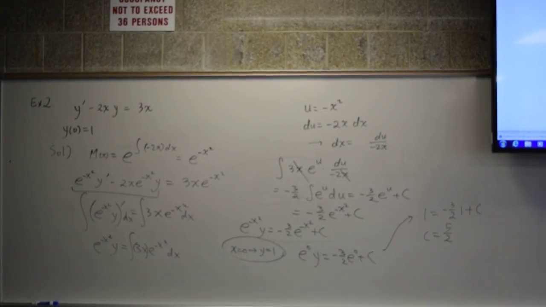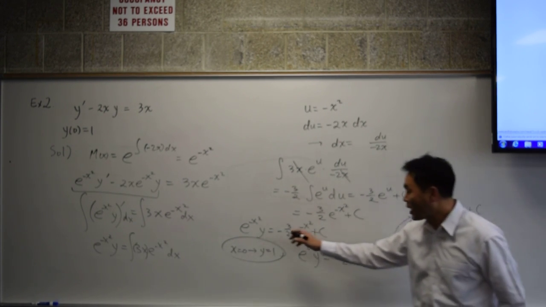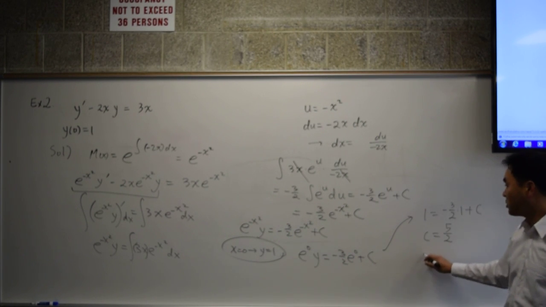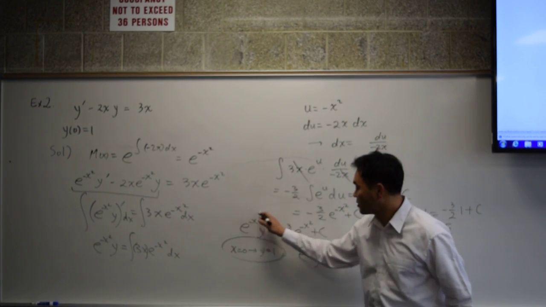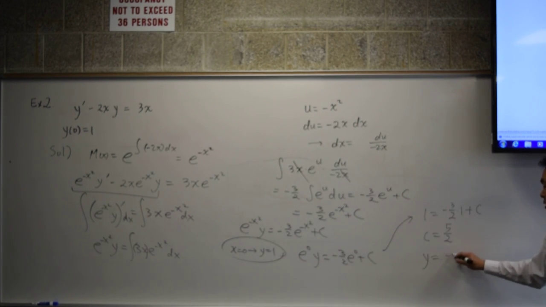And then what? c is 5 over 2. And you put it back and solve for y by dividing by this. So let's see what you get. If you divide by e to the negative x squared, that goes away on the left, but this will be divided by e to the negative x squared, right? So it'll be negative 3 over 2 plus 5 over 2 divided by e to the negative x squared. You can further simplify this, but I don't care. As long as you solve for y, that's good.